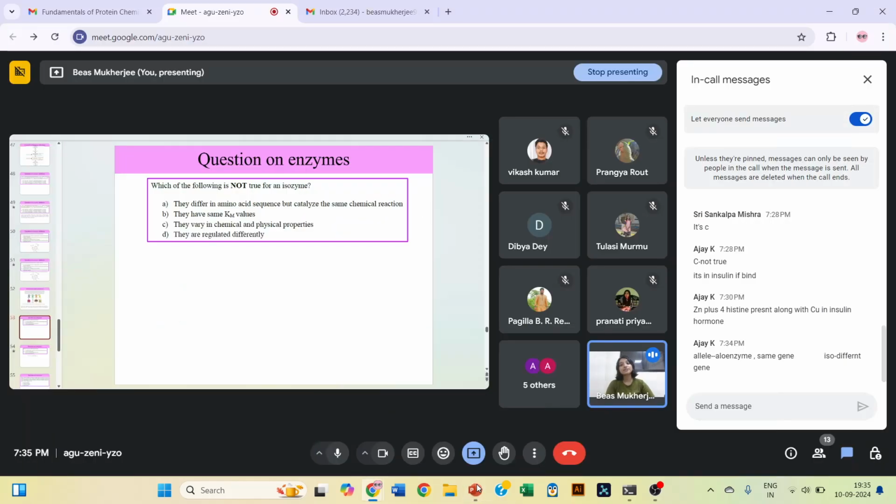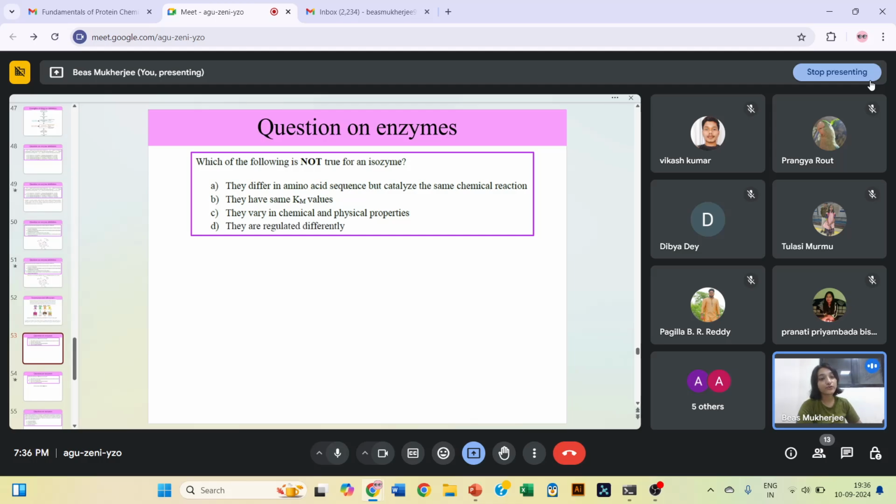Okay, I've talked a lot about this. Now you try to answer this question on isozymes. Which of the following is not true for an isozyme? They differ in the amino acid sequence but catalyze the same chemical reaction. They have the same Km values. They vary in chemical and physical properties. And they are differently regulated. A is not true, you're saying? Try to answer. Try to recall the example that I gave you.